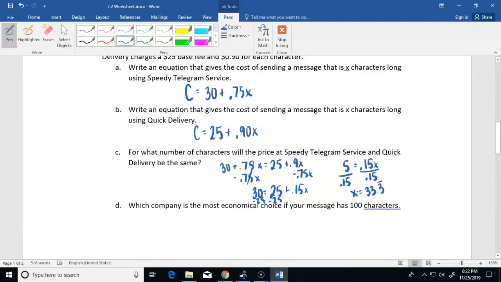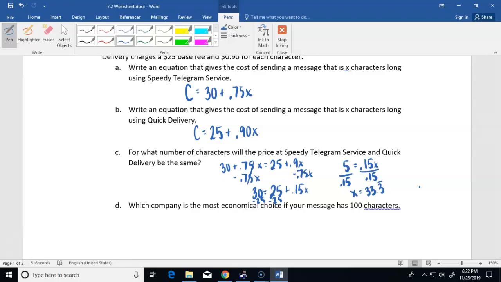So in this case, we know 33.3 repeating is where the price would be the same. Now, obviously, you can't have 0.3 repeating of a letter. So this would mean in one case, if we have 33 or less, one would be best. When we have 34 or more, the other would be best.